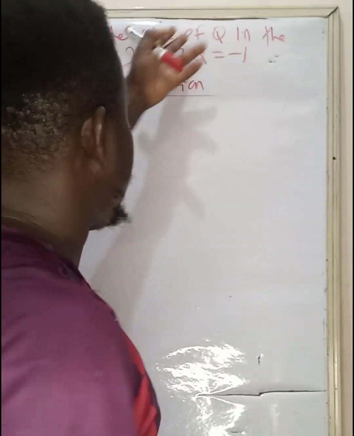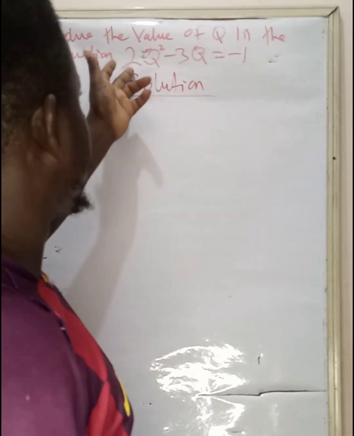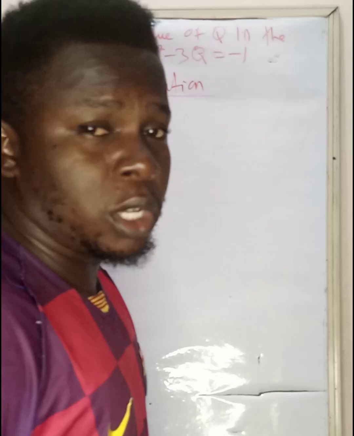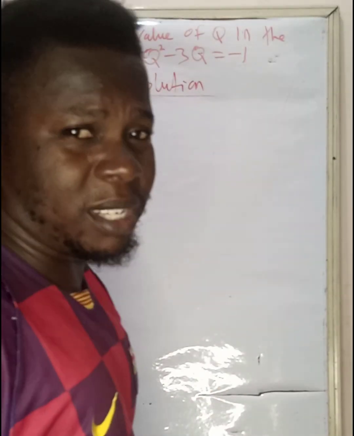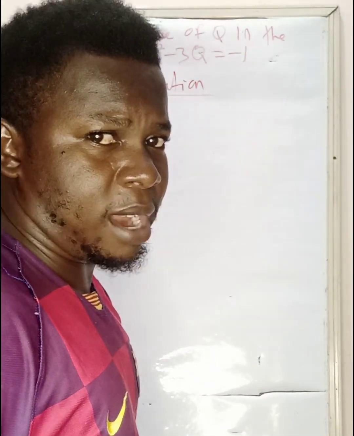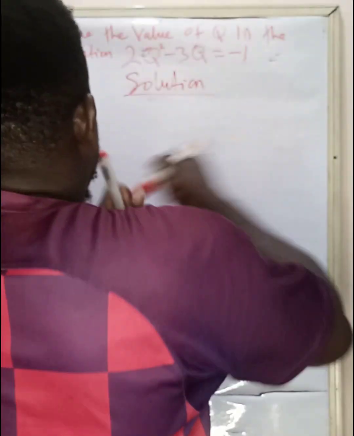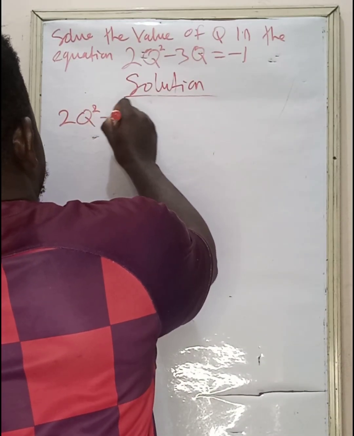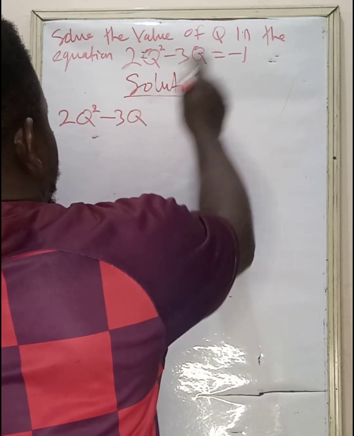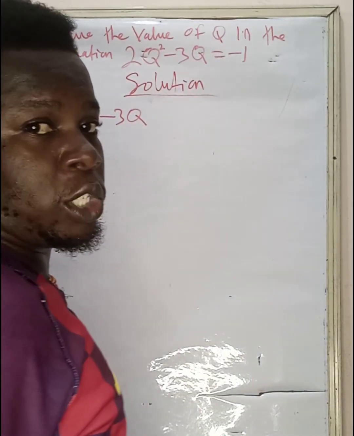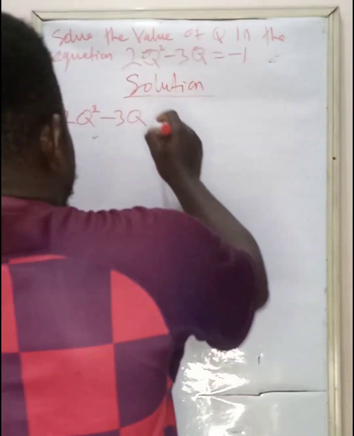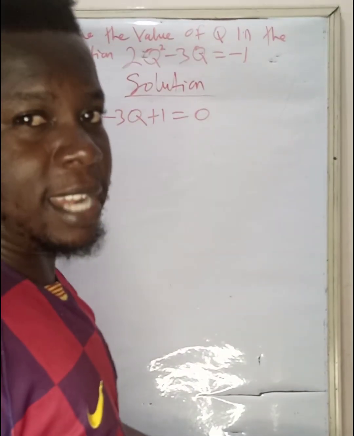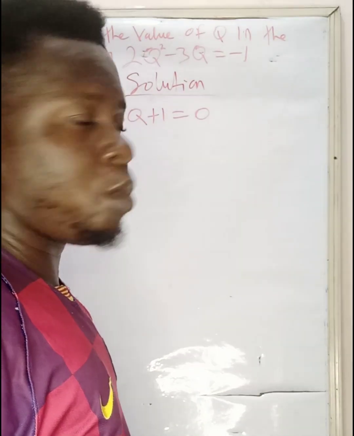Okay, the question says solve the value of q in the equation. We have 2q squared minus 3q is equal to minus 1. If you watch well, this doesn't represent a quadratic, right? So let's exchange it. We say 2q squared minus 3q, this one will cross this equation sign. If it crosses, it will become plus 1 is equal to 0. Now this looks exactly like a quadratic equation.